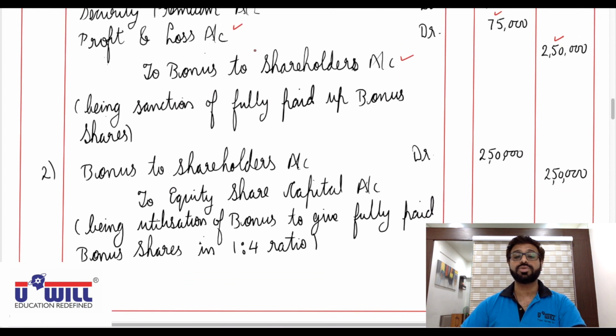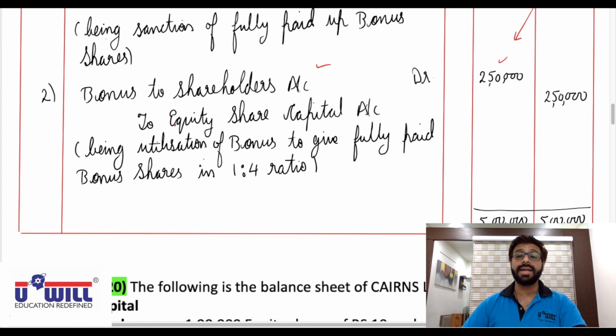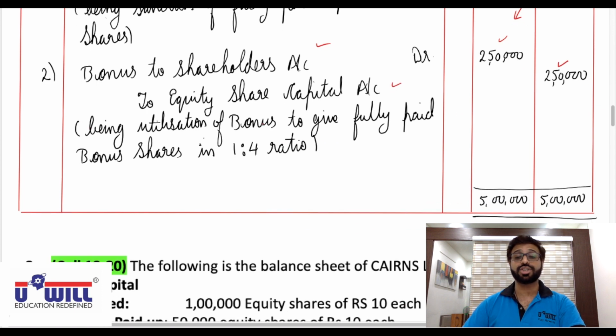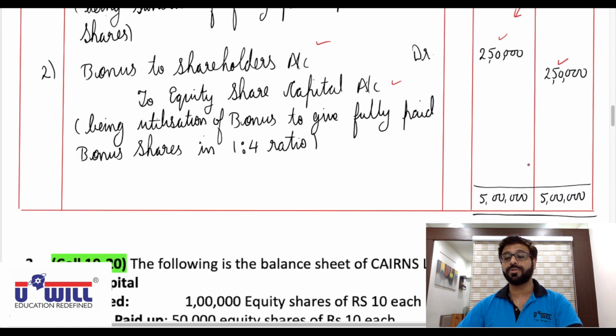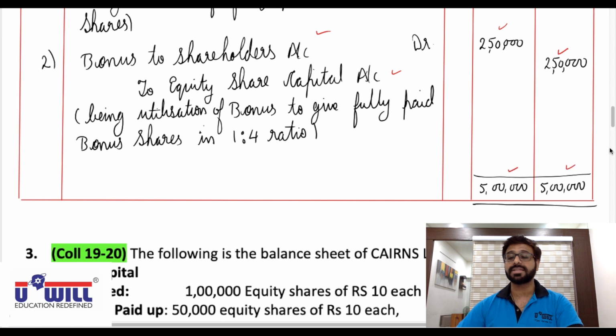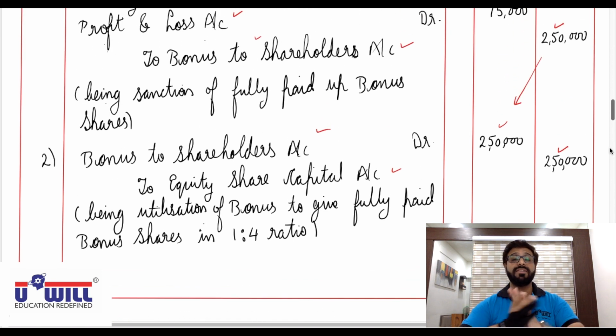Then this bonus to shareholders you'll debit and close it with same amount 2,50,000, and directly you'll transfer it to equity share capital account 2,50,000. Being utilization of bonus to give fully paid up bonus shares in 1:4 ratio. Total of journal 250 plus 250, 5 lakhs. So I hope everyone got this solution correct on your own.